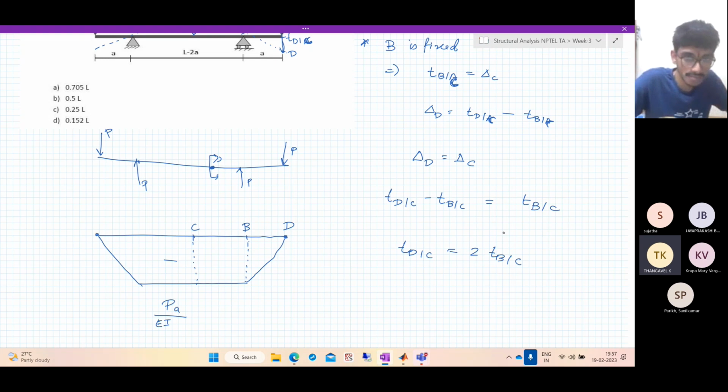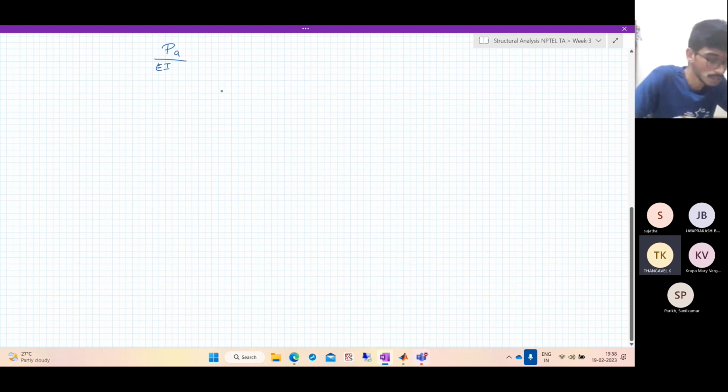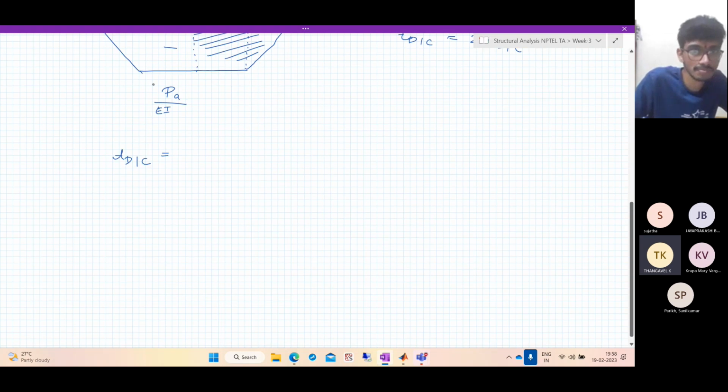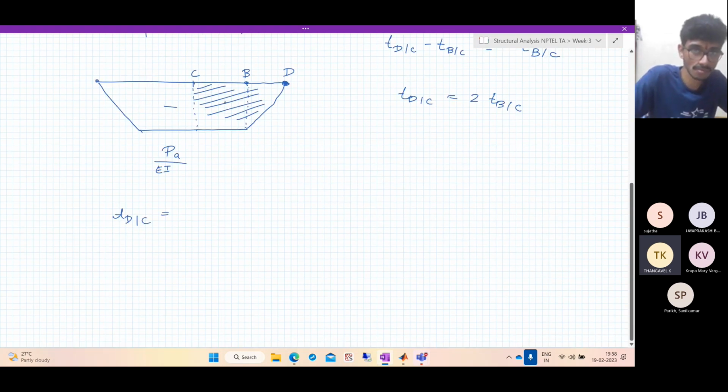What does it mean? So what is TD with respect to C? Moment of the area between these about the point D should be twice the moment of the area between B and C about the point D. So let us quickly find out what is TD with respect to C. Let's split it up into one rectangle and a triangle.